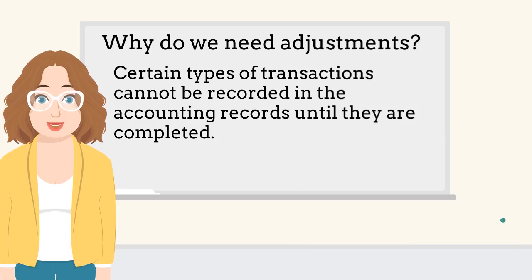So why do we need adjusting journal entries? Well, there are certain types of transactions that cannot be recorded in the accounting records until they are completed. For example, if a company incurs an expense but has not yet received the invoice or paid the bill, the expense cannot be recorded until it is received or paid.